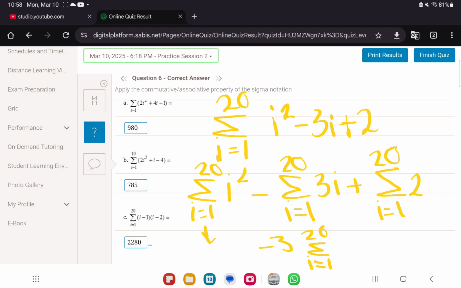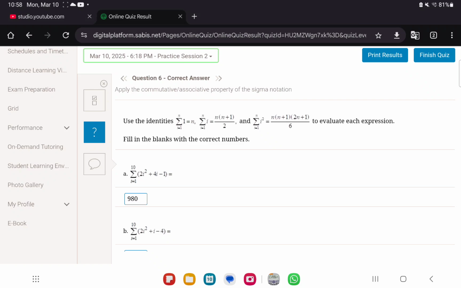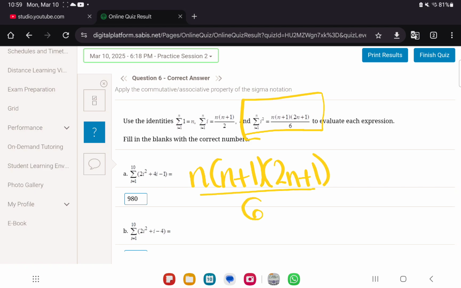Okay, now remember this. When we go up, we can see one of them was I squared. So this is the formula for I squared: n times n plus 1 times 2n plus 1 over 6, and then minus 3, because one of them was I. That's why we split apart the 3 from the I, because we can get only I.